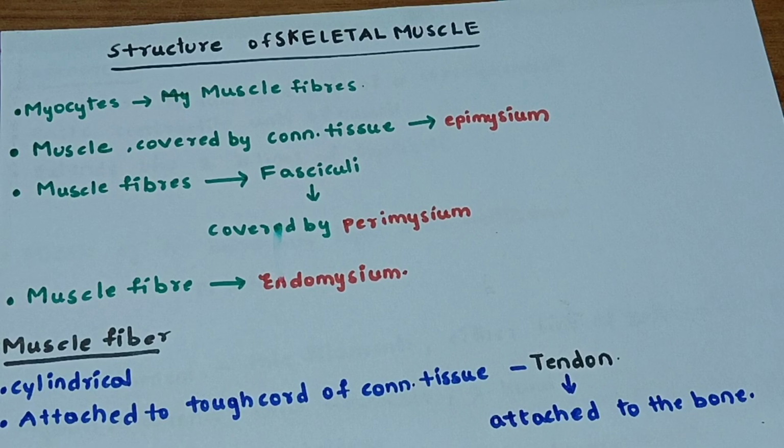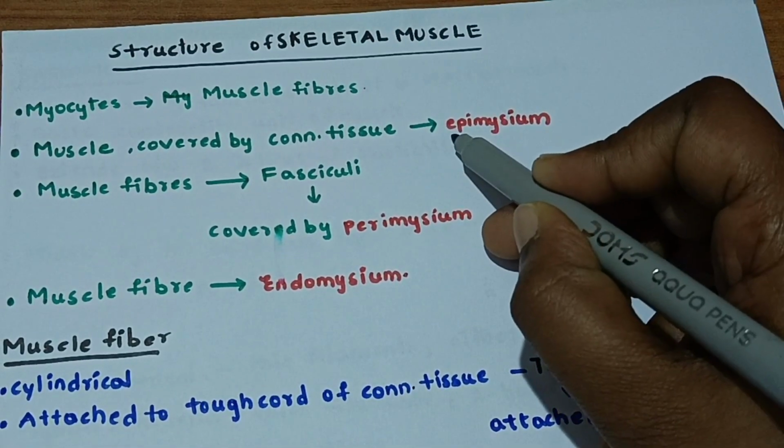Today we are going to discuss the structure of skeletal muscle. Skeletal muscle is made by what? Myocytes, cells of muscle, known as muscle fibers. The muscle is covered by a connective tissue known as epimysium.